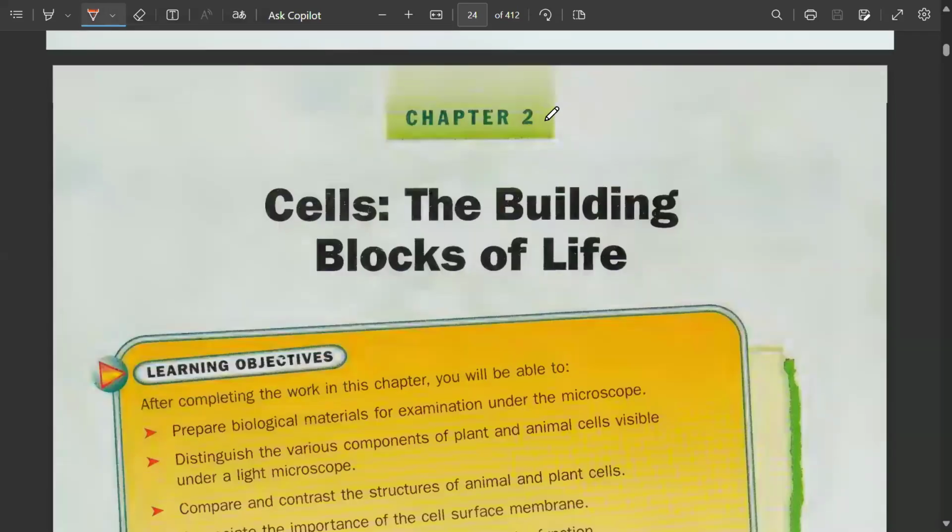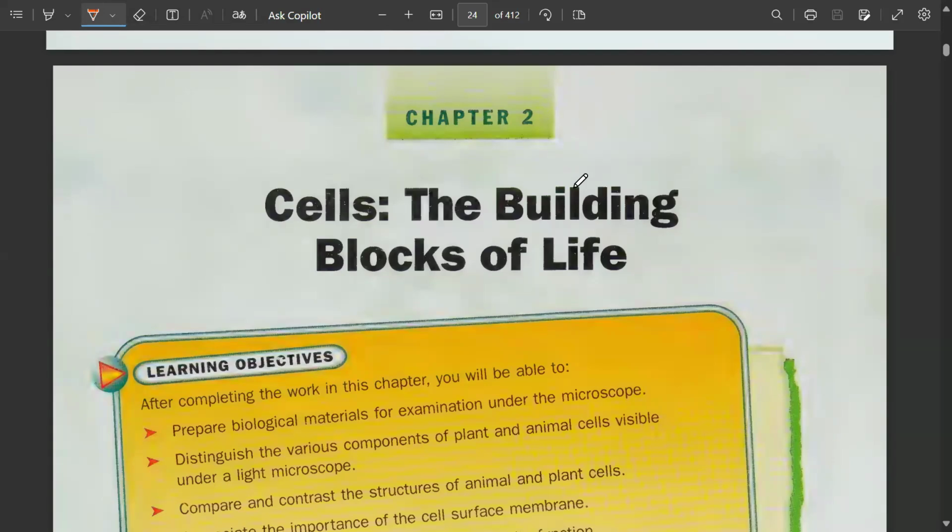All right, so let's start with the revision of the cells, the building blocks of life. This is your chapter number 2. Chapter number 1 हमने अभी दोबारा किया था, in which we talked about the characteristics of living organisms. Now we're going to talk about cells, the building blocks of life.